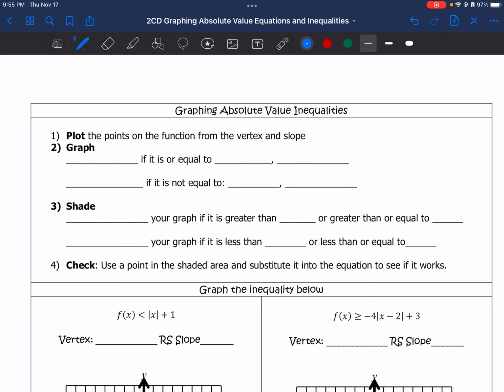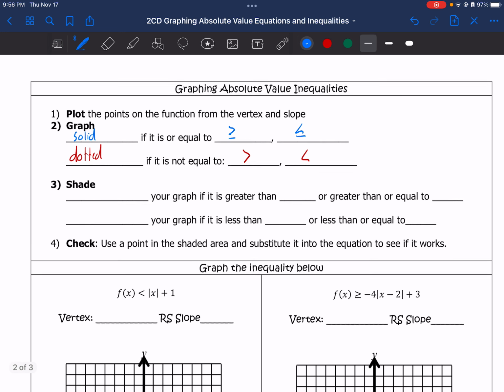Now here is the first gimmick. We are going to use a solid line if our inequality includes equal to our function. So if we have a greater than or equal to or a less than or equal to, our graph is going to have a solid line. That means we are going to have a dotted line if it is not equal to. So if we have just a greater than or just a less than, no line underneath.